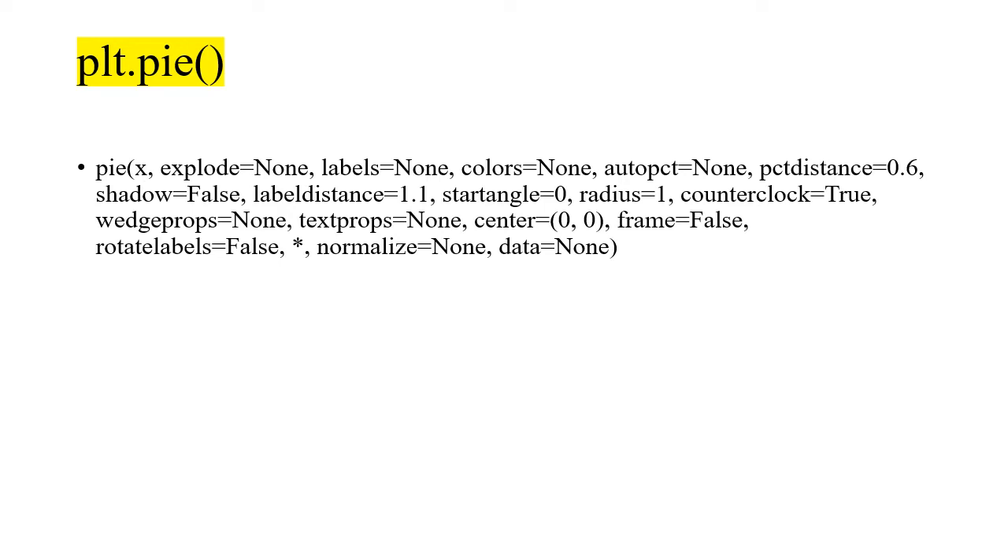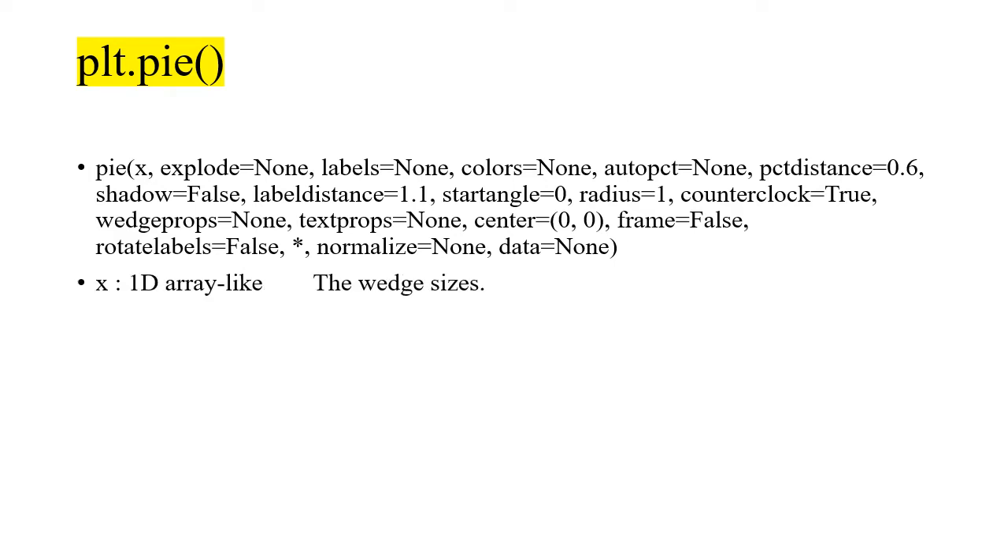The syntax is this: pie, then the wedge sizes x, then explode, labels, colors, and so many others are there. We will be looking at these arguments only: pie of x, then explode, then labels. Colors are also okay, you people know that. You can change these other variables, which are straightforward, and I request you to try them by yourself.